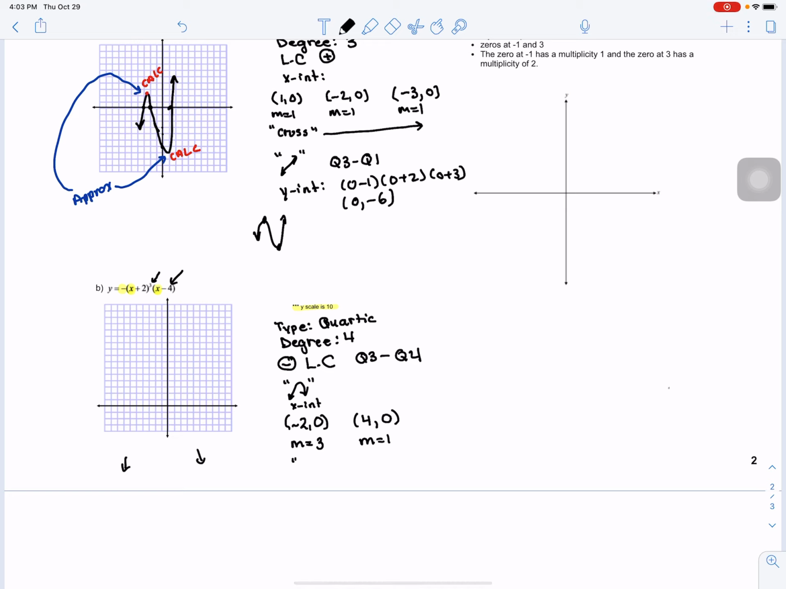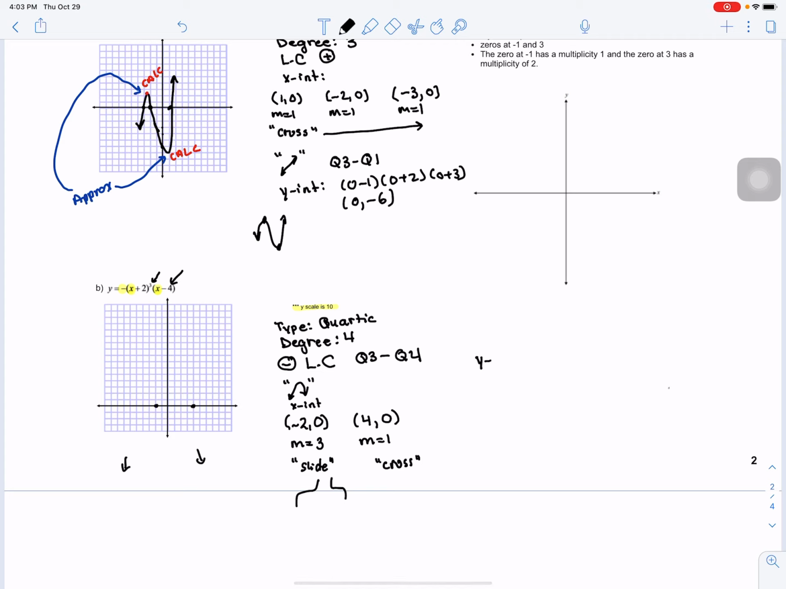So when I draw this graph, this is going to kind of do a slide. It's either going to slide this way or slide this way, depending on how we need the graph to be. And this one is going to do a cross at 4. So 1, 2, 3, 4, there's an x-intercept. 1, 2, there's an x-intercept.